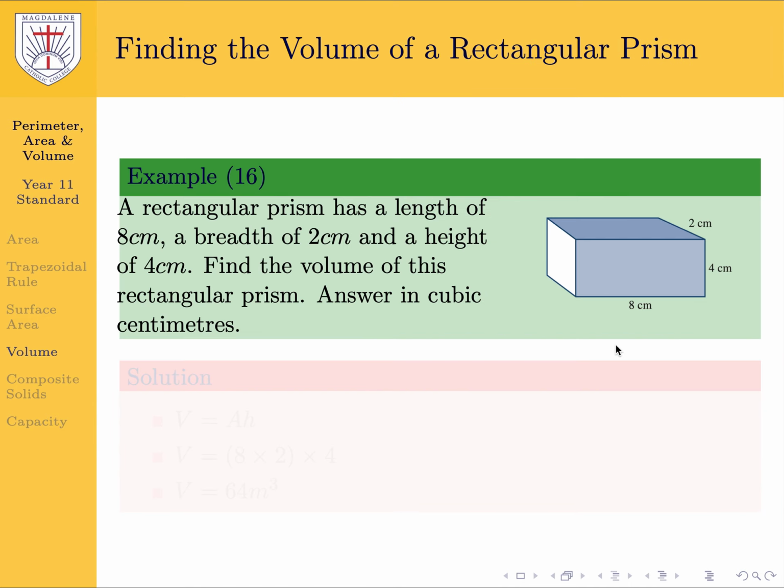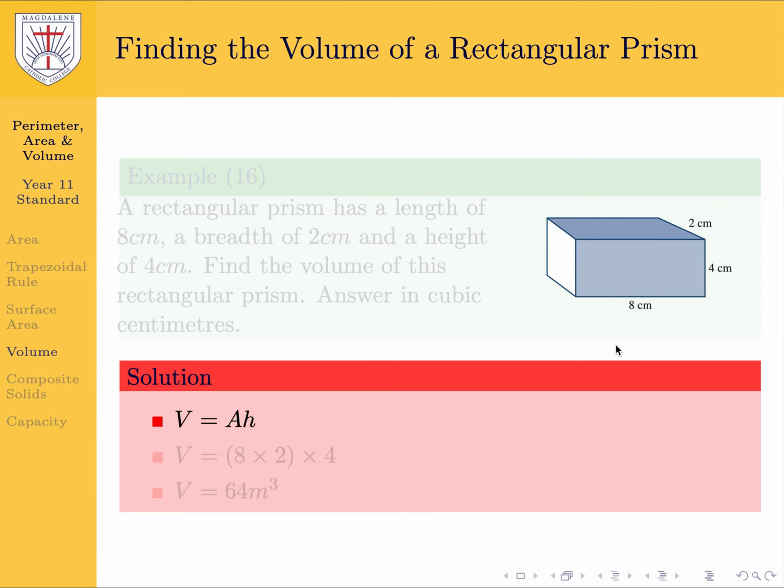In this case, a rectangular prism has a length of 8 centimeters, a breadth of 2 centimeters, and a height of 4 centimeters. Find the volume of the rectangular prism and answer in cubic centimeters. There are actually quite a lot of ways of approaching this, but we're just going to do it in the way I would consider to be the simplest way. Of course, the volume equals AH. Where your A comes from, where your H comes from, may be different to mine, but we need to make sure we get the same answer.